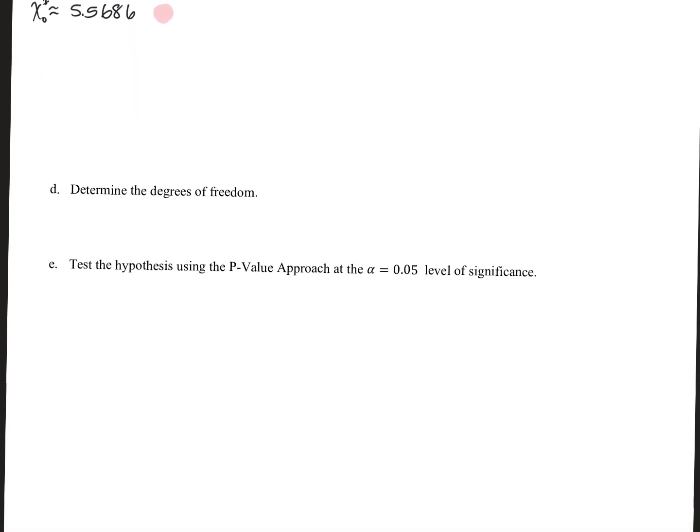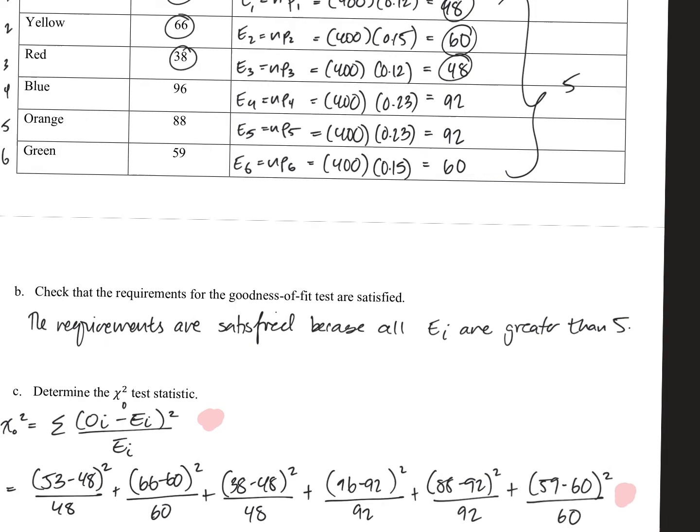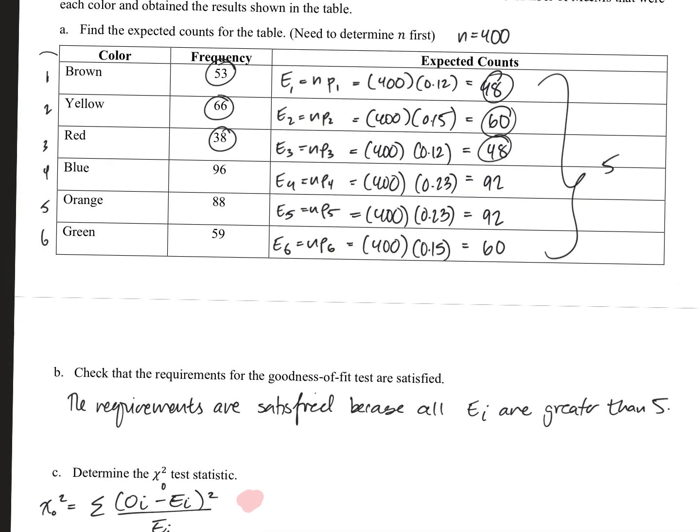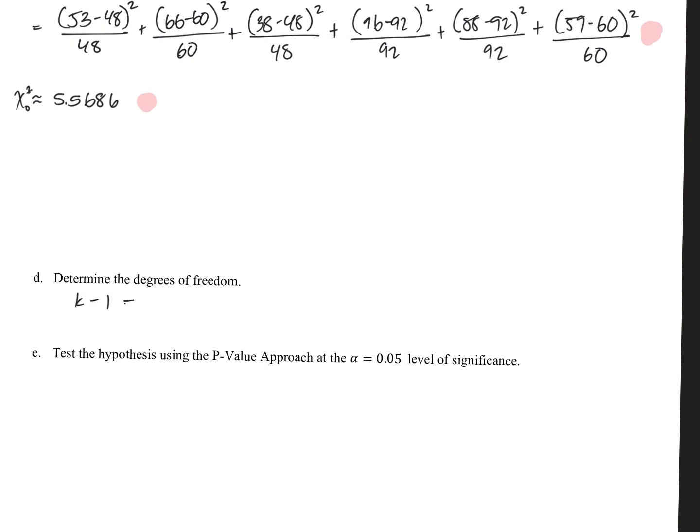Now, let's determine the degrees of freedom. Well, the degrees of freedom are going to be k minus 1, where k is our number of categories. So how many categories do we have? Well, we had 6 categories. So that's going to be 6 minus 1, which is going to equal 5. So our degrees of freedom, 5.